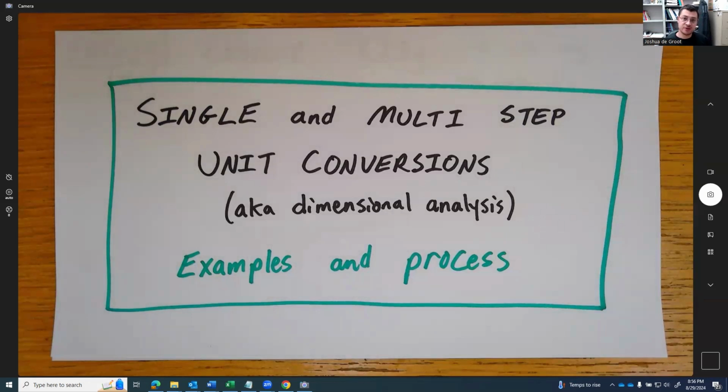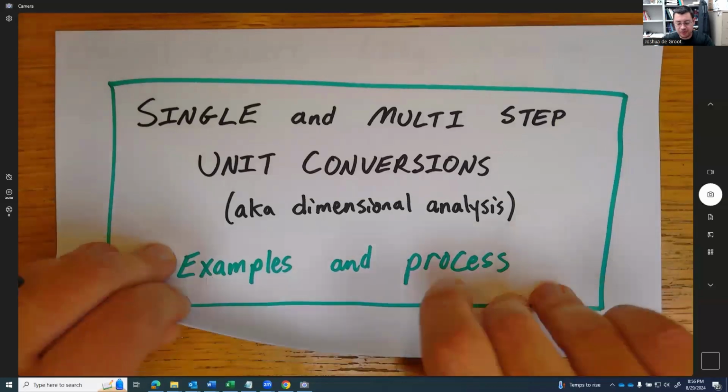Hello. So we're going to show some example problems of single-step unit conversions as well as multi-step unit conversions. This is also known as dimensional analysis. We're just going to have some examples. I'll have some commentary along the way in the process of how I do things, but it's mostly just examples. I haven't overly rehearsed this because I want you to just see me working on and struggling through the problem.